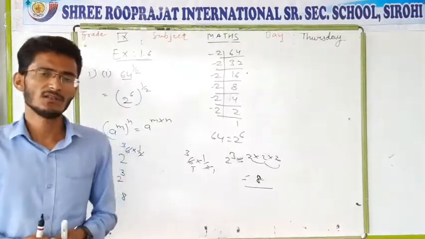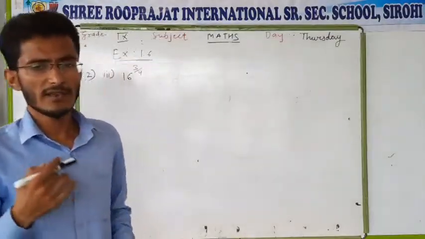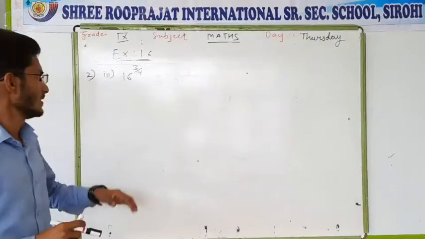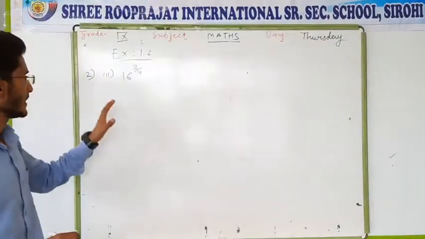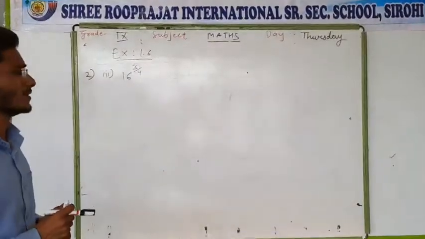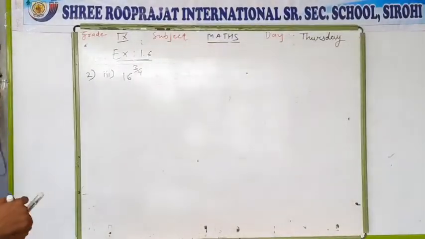Remaining 2 you have to solve. So now question number 2. Again you have to find the value. 4 questions are given. I am going to solve the third one, 16 to the power 3 by 4. You have to find the value. Again same as before.